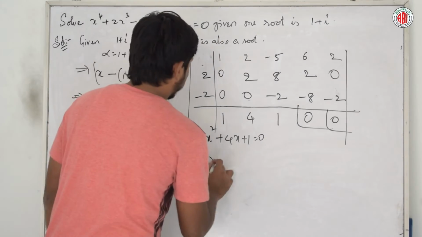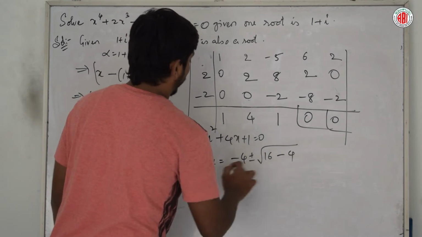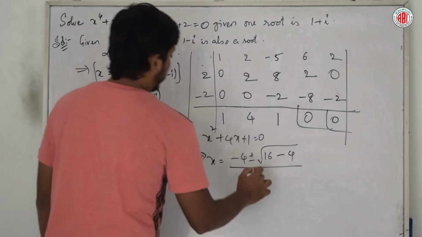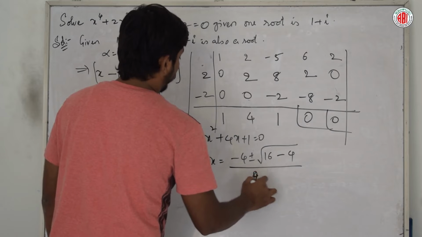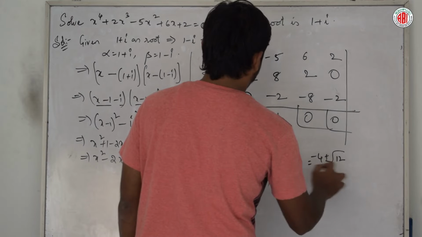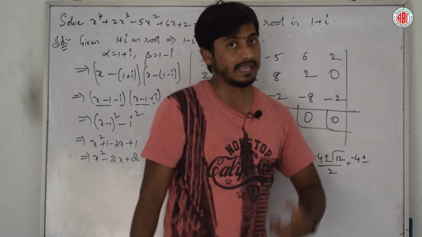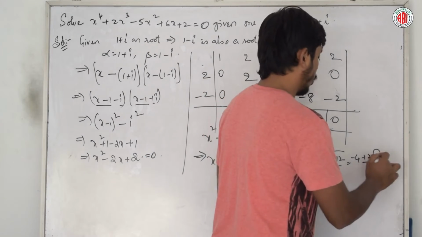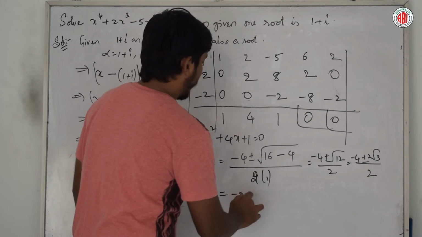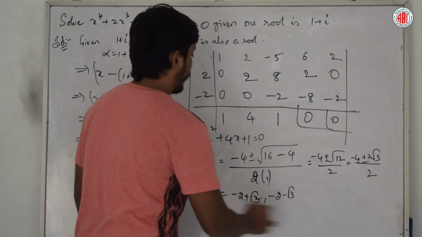So x is equal to minus 4 plus or minus root of 16 minus 4, right? b square minus 4ac by 2a. That is minus 4 plus or minus root 12 by 2. Root 12 is 4 times 3, which means 2 root 3 by 2. Therefore, the roots are minus 2 plus root 3 and minus 2 minus root 3.